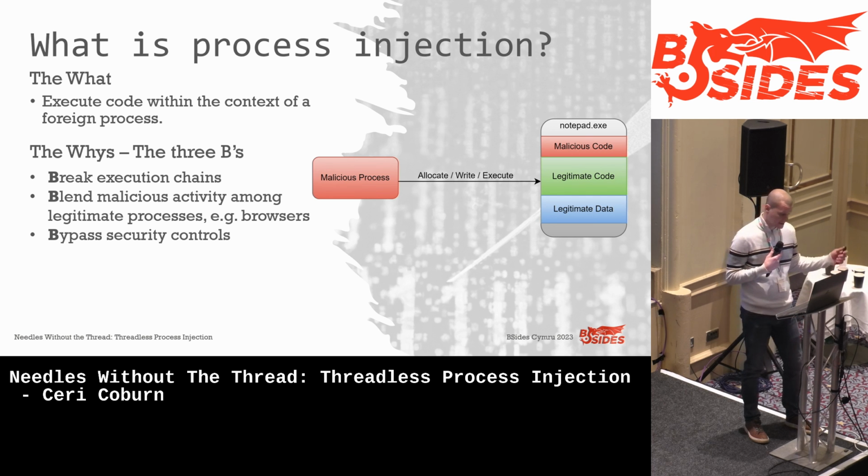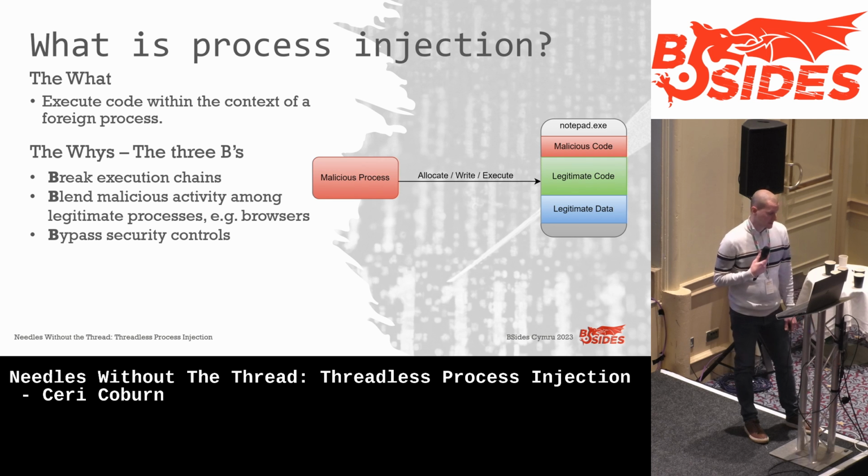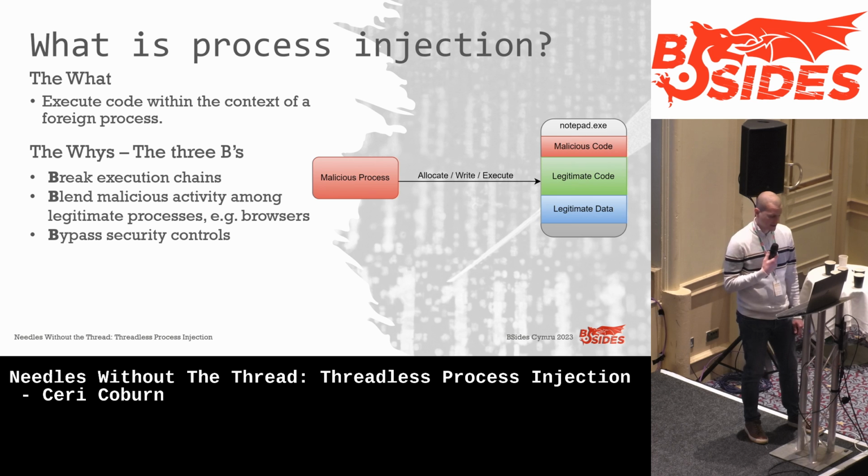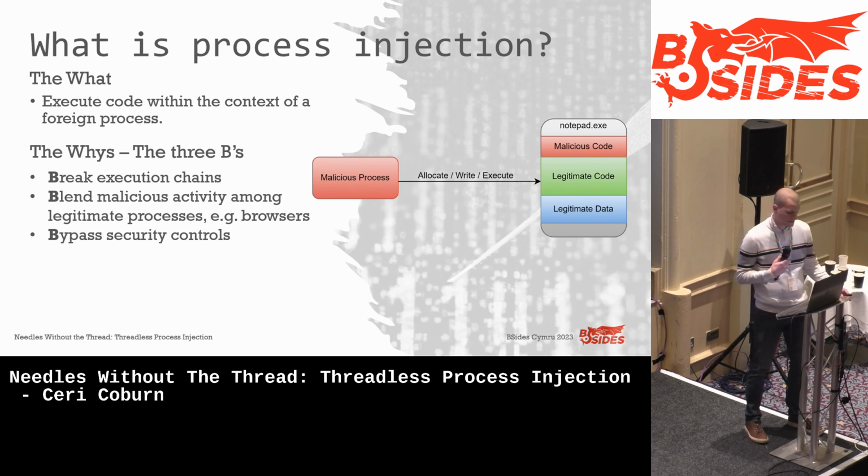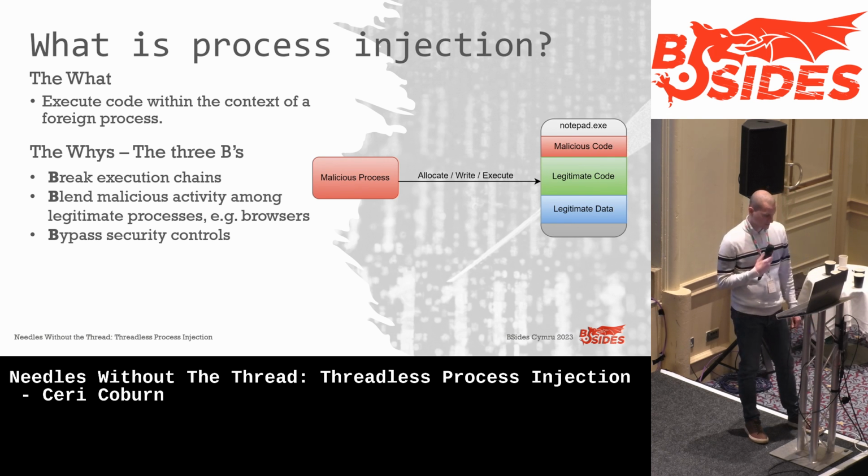Another one of the Bs is blending malicious activity. Let's say, for example, your C2 is communicating over HTTP, then it's a good idea to inject the shellcode for your C2 agent into browser processes, so Edge or Chrome. That means the EDR is tracking domains and URLs from a browser process, so it tends to blend in better than, let's say, some random executable you've just downloaded from the web and is all of a sudden making calls out to some random domains.